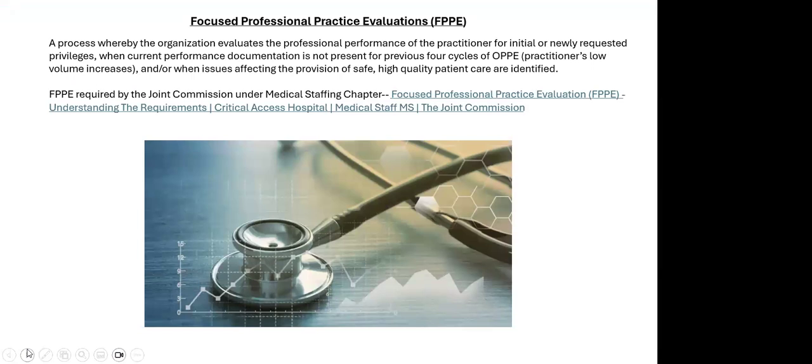The first one is a focused professional practice evaluation, or FPPE. And this process is done to evaluate a practitioner for newly or initially requested privileges. Also, when current performance is not present for 4 cycles of OPPE. So they have low volume, all of a sudden they have a huge increase. You really want to check their performance for that increase in volume to make sure that they align. And then also whenever issues affect the provision of safe, high quality patient care. This is required by the Joint Commission under the medical staff chapter. And I have that link here for you that will take you straight to the frequently asked questions guide on understanding the requirements.